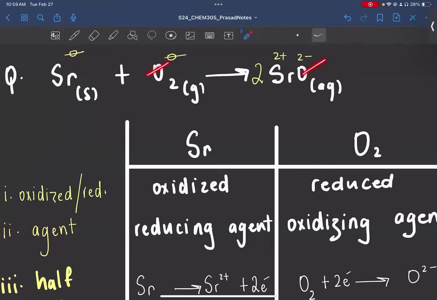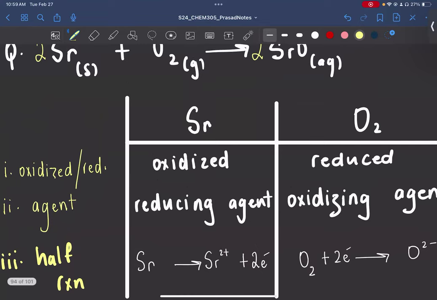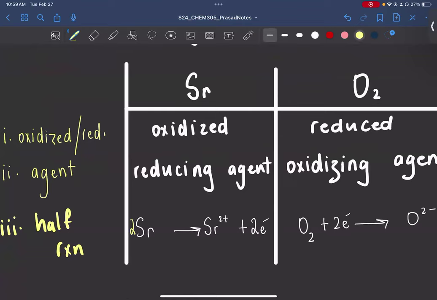Now we have balanced the oxygens, but unintentionally, what have we done? We're now saying that there are two strontiums on the right and only one strontium on the left. That's a quick fix, though. We just put a 2 in front of it. Now that we have balanced the original reaction, we must now reflect that in the half reaction. We know that there are 2 strontiums in total, so we multiply this thing by 2, we get 2 Sr going to 2 Sr2+ and 4 electrons total.